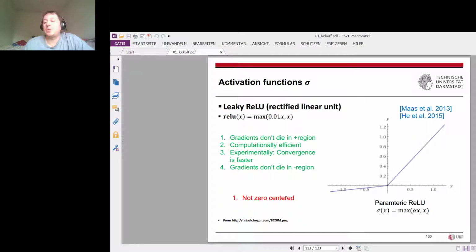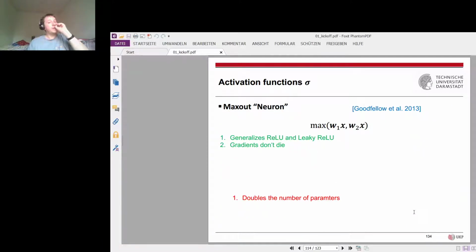Then people have introduced parametric ReLU. Here they just used the leaky ReLU function, where they added 0.01x in the negative region, but you can actually make this a parameter alpha, and then this becomes part of the network to optimize, and maybe the network can decide what it favors. Does it want to become a standard ReLU or leaky ReLU or something else? And then there's the maxout activation function, introduced by Goodfellow in 2013, that generalizes ReLU and leaky ReLU.